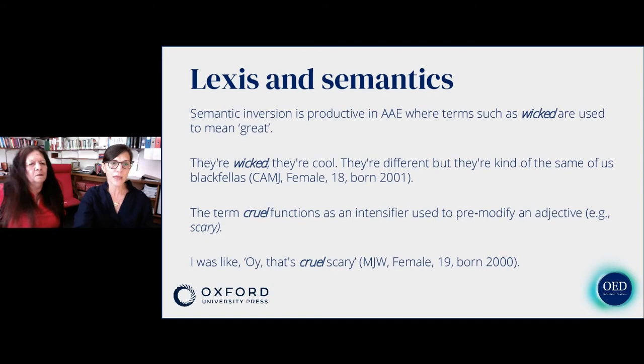We then move on to semantic inversion, which is really productive in Aboriginal English, where terms such as wicked are used to mean something like great, they are wicked, they are cool. That's an actual example from the corpus. And we also note here the use of the term fellas, which is very common in Aboriginal English, as in the term blackfella. A blackfellow then would be a black person.